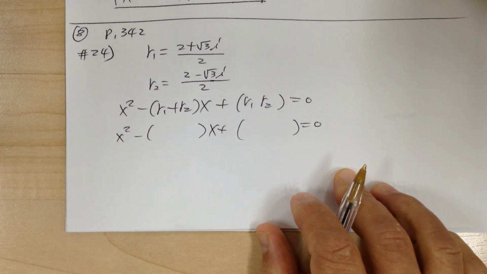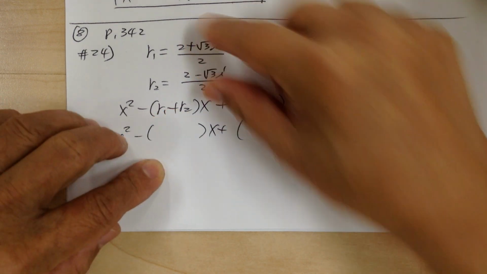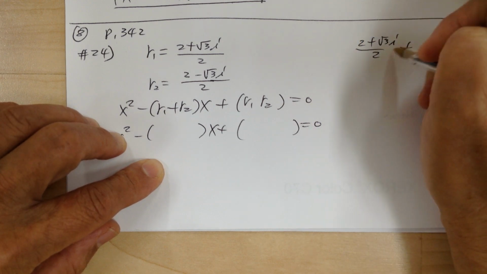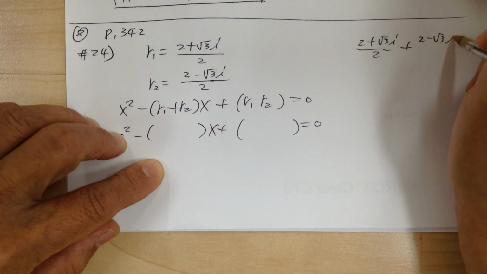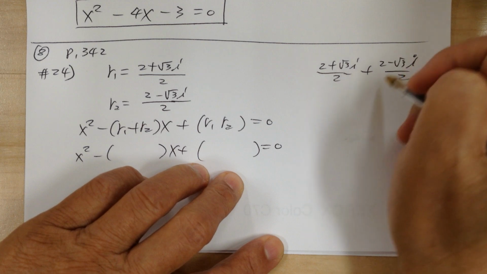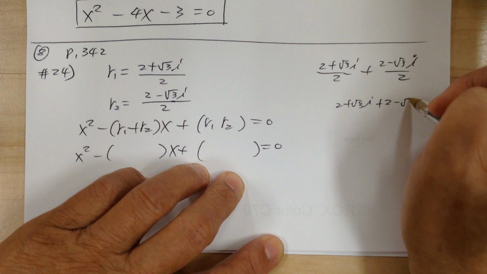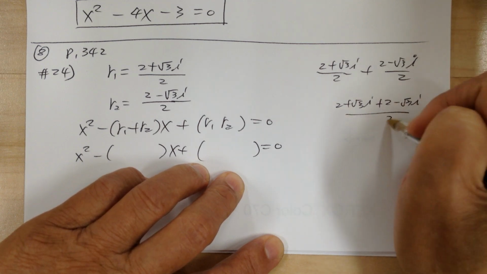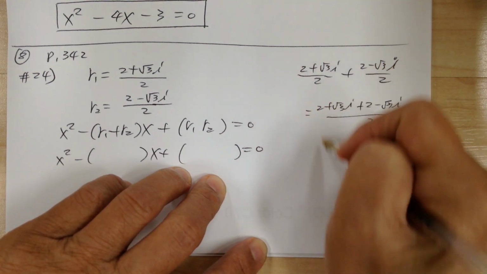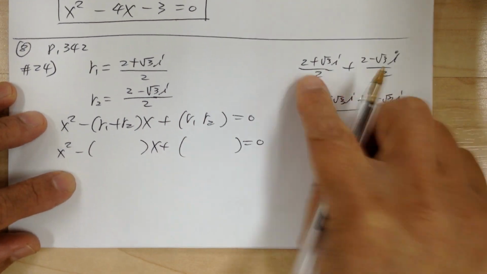When you add, the plus and minus will cancel out. Again, if you cannot do it in your head, you go off to the side, and then put it all together. So you're going to end up with 2 plus square root of 3 i plus 2 minus square root of 3 i, all over 2. Just put them together like that. Then this will cancel out, so you're going to get 4 over 2, equal to 2. Again, if you cannot do it directly in your head, go off to the side.